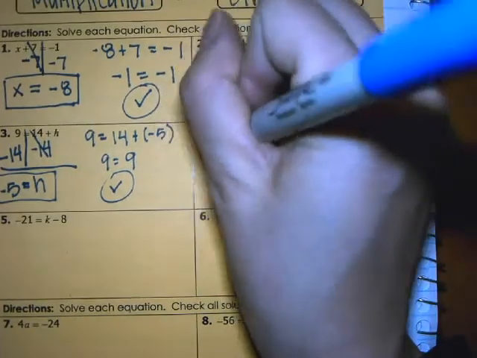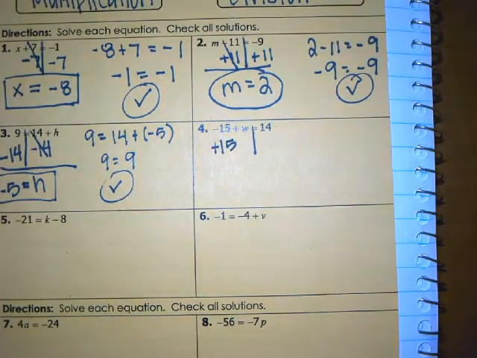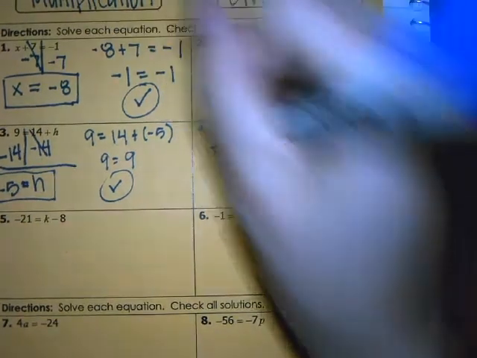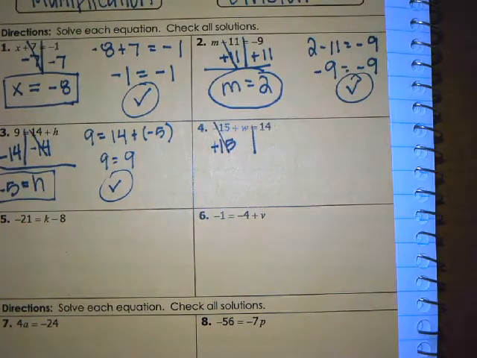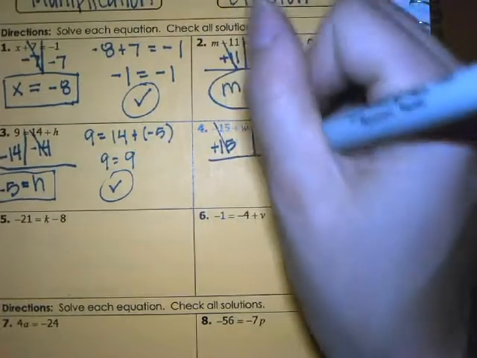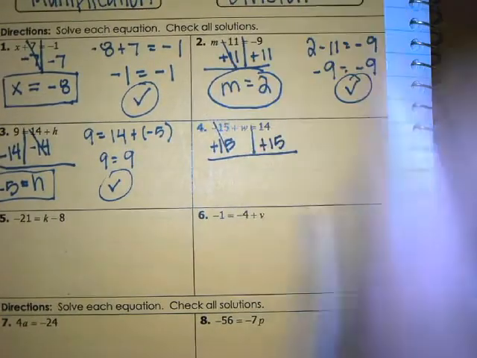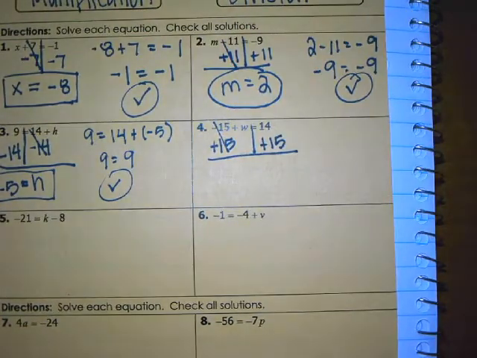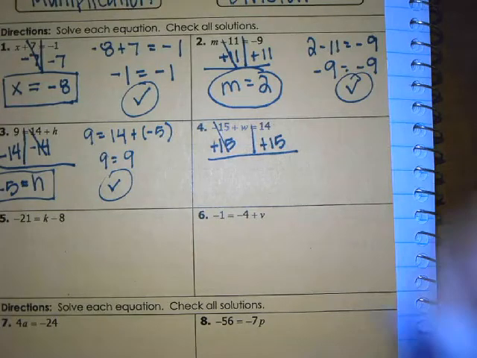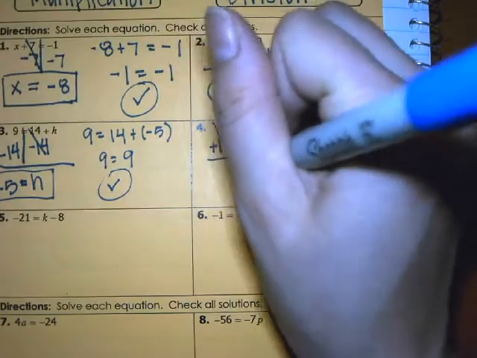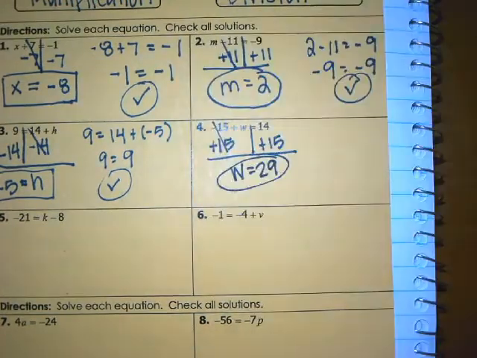Because negative 15 plus 15 is 0. I want those to go away. You're getting them to 0 every single time. And then I'm going to add 15 to my other side, because whatever you do to one side, you must do to the other. And 14 plus 15 is 29, so W equals 29.